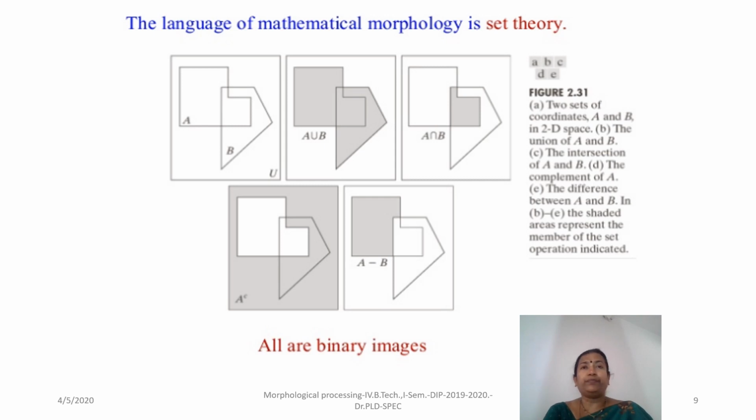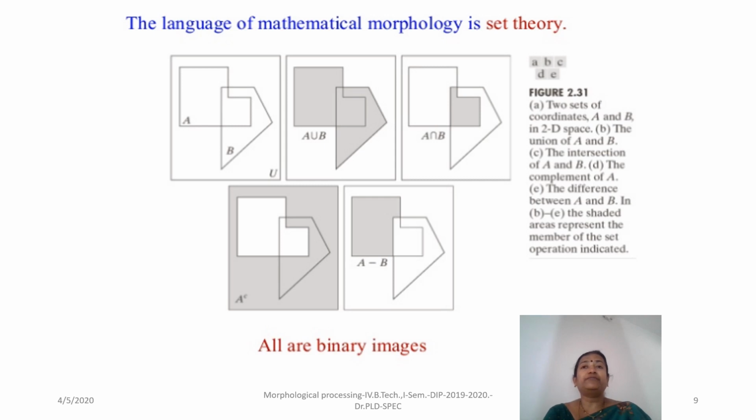A union of B is the second image, and the third image is A intersection of B. The common points between A and B are shown as the intersection. The fourth image, D, is A's complement. A's complement means neglecting A, and the remaining whole image appears. That is A's complement of the overall image.